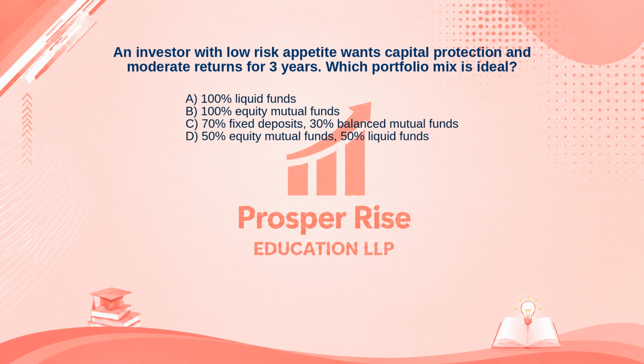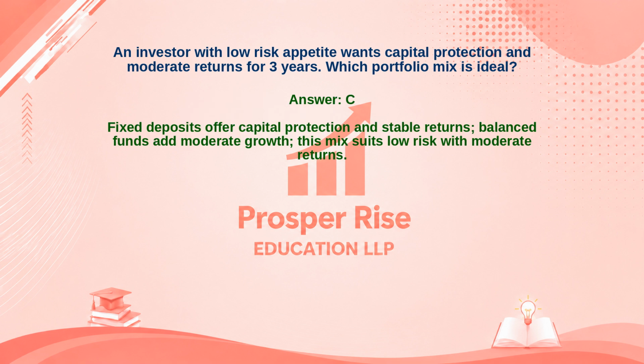The correct answer is Option C. Let's see why. Fixed deposits offer capital protection and stable returns. Balanced funds add moderate growth. This mix suits low risk with moderate returns.